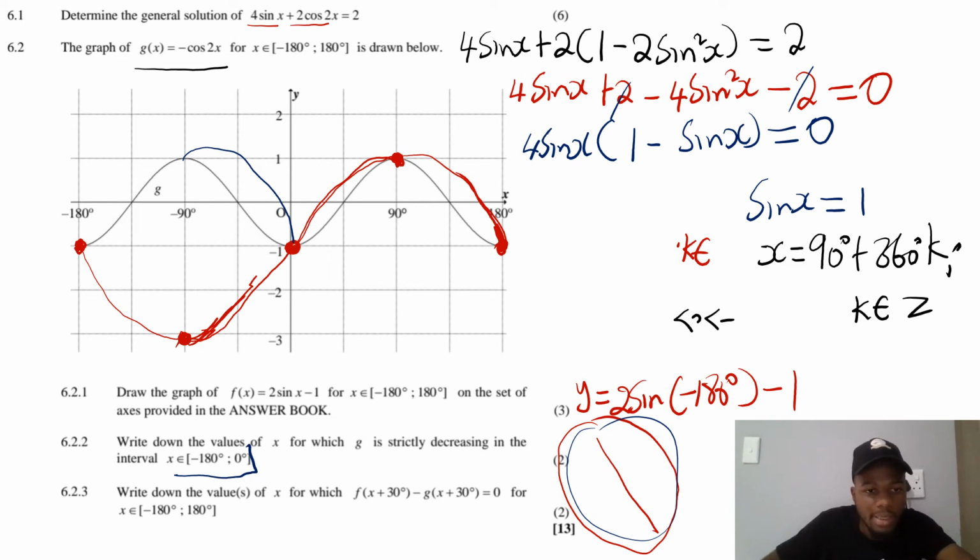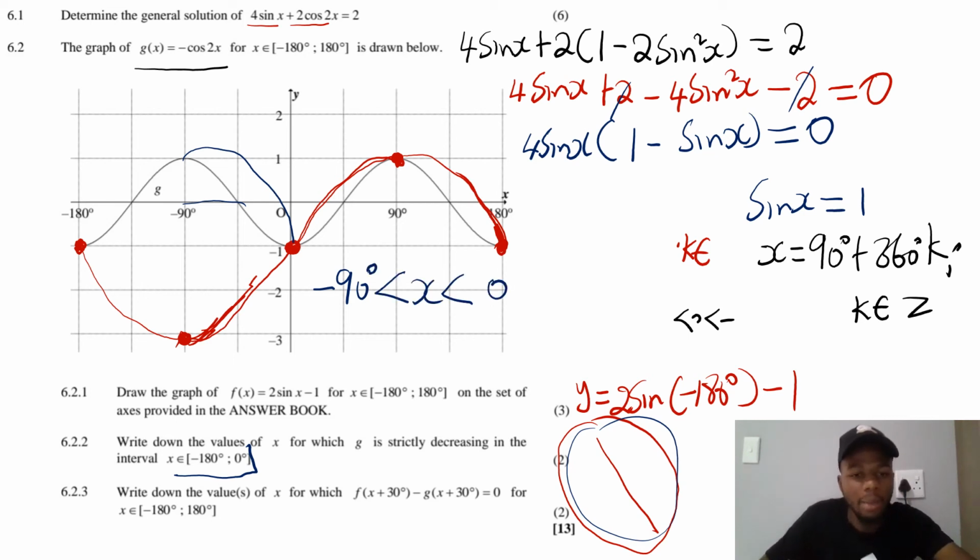So it means we are starting from negative 90 to 0 because we are focusing on the x value. So it's between negative 90 degrees and 0. That is where g of x is decreasing. And then we are done with that function, with that question. I mean 6.2.2. Let's do the last question.